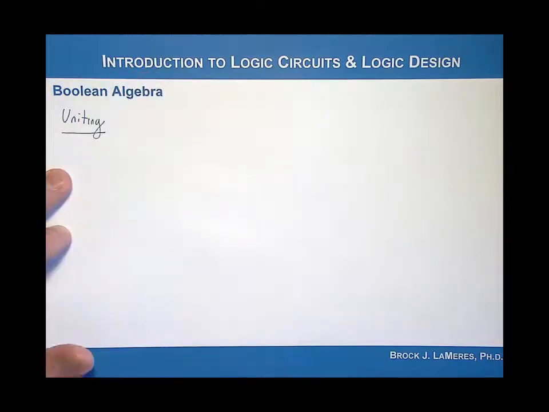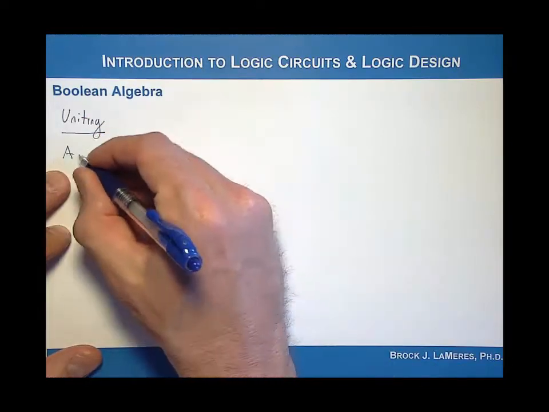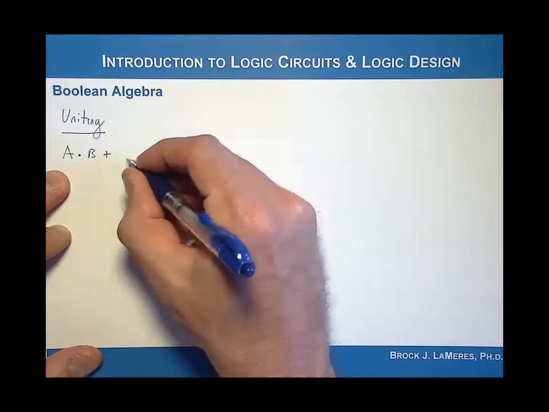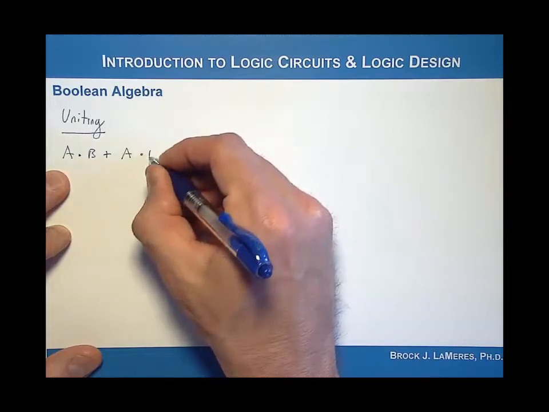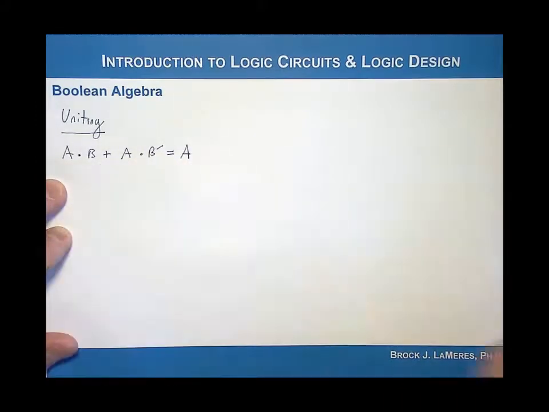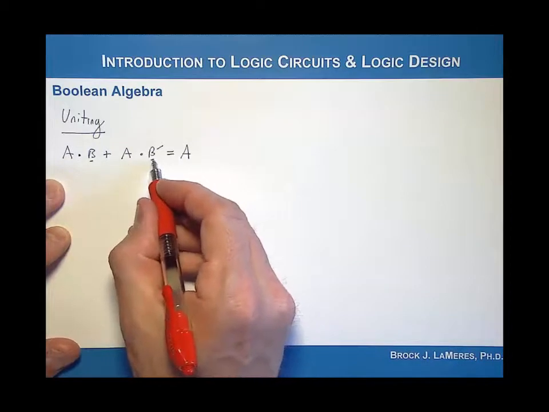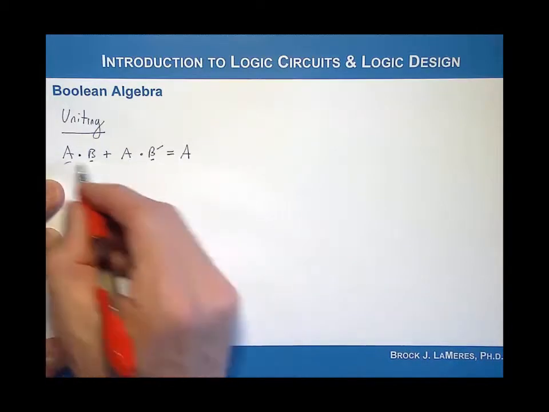And uniting means that when a variable and its complement appear in multiple product terms with a common variable, then within a logical OR operation, the variable B does not have any effect on the result and can be removed. So what does that mean? What that means is that I have A ANDed with B, ORed with A ANDed with B not, and that's equal to A. So I have a variable, B, and its complement, B not, and they're both ANDed with a common variable, which is A.